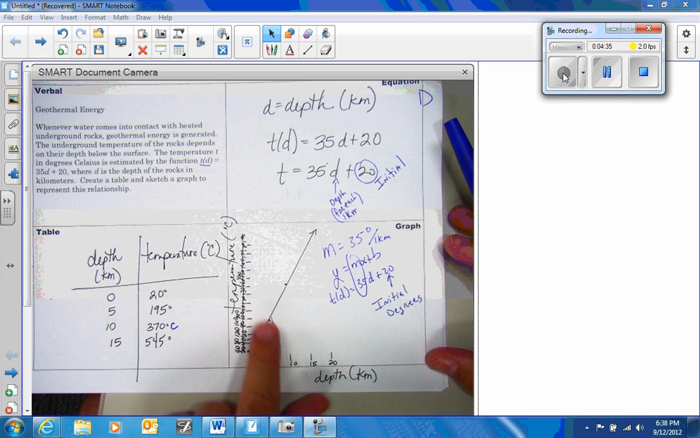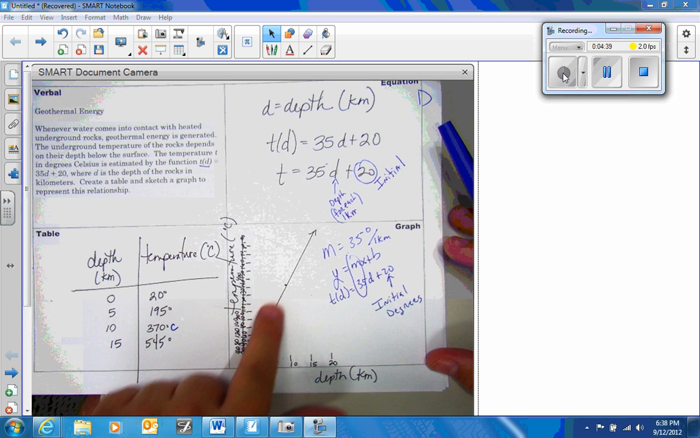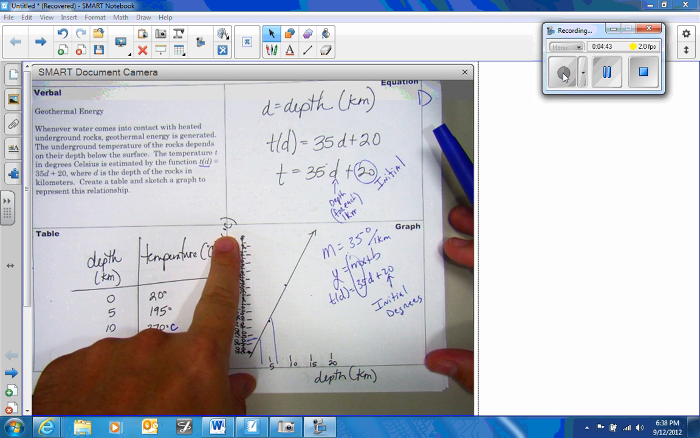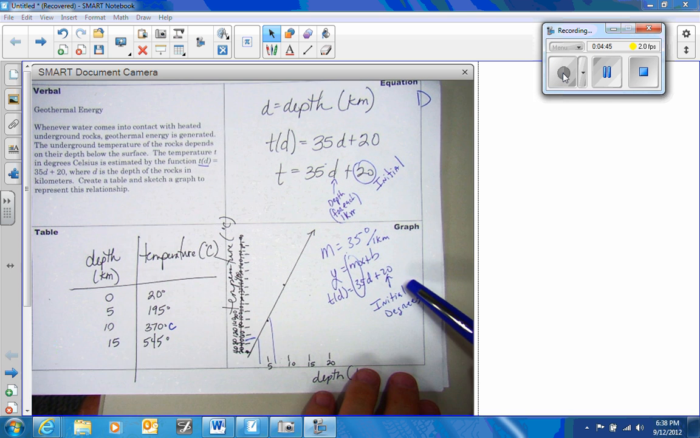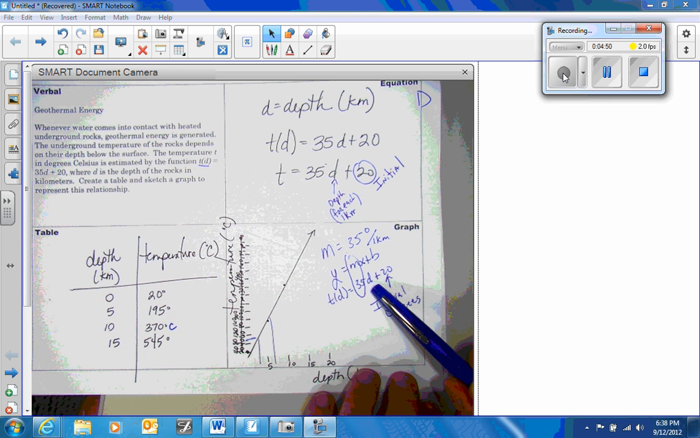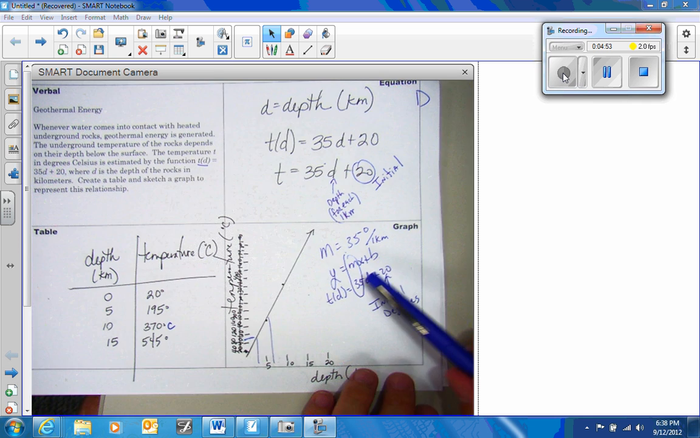All right, over here, this is where we graphed it. Remember, start at 0, 20, and notice that it increases. So as the depth increases, the temperature is increasing as well. That gives us an initial degree of 20 degrees, and it increases for every depth that we go down. For every kilometer we go down, it increases by 35 degrees. That's our rate.